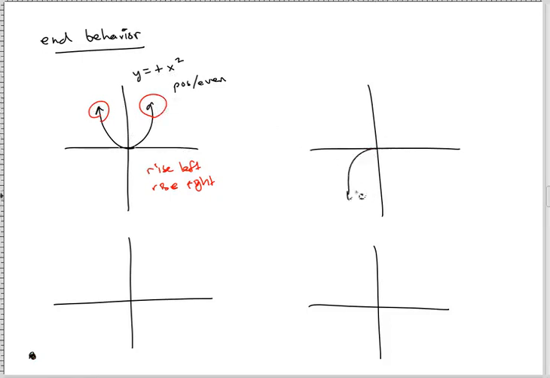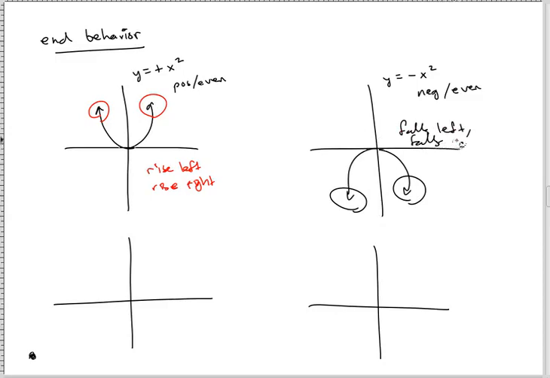In opposition, we have something like this here. That would be negative x squared. Notice that we got a negative in the front, and we have an even power. I'm only concerned about the arrows. They're both going down, so that would be falls left, falls right. And of course, here in a few minutes, we're going to have some other stuff going on. So positive goes up, negative goes down, even goes the same direction.